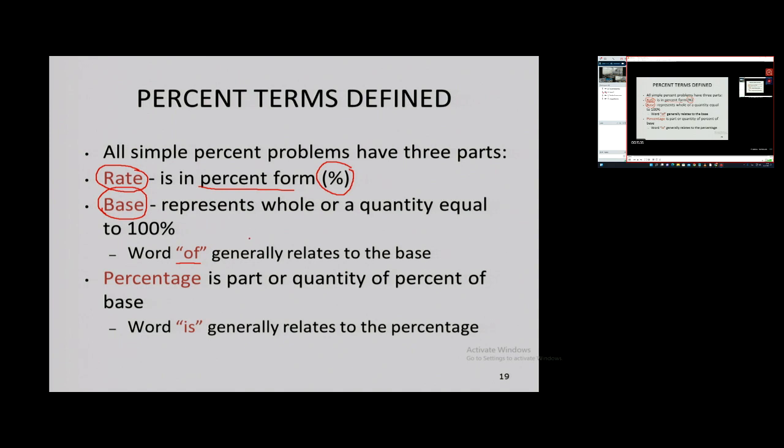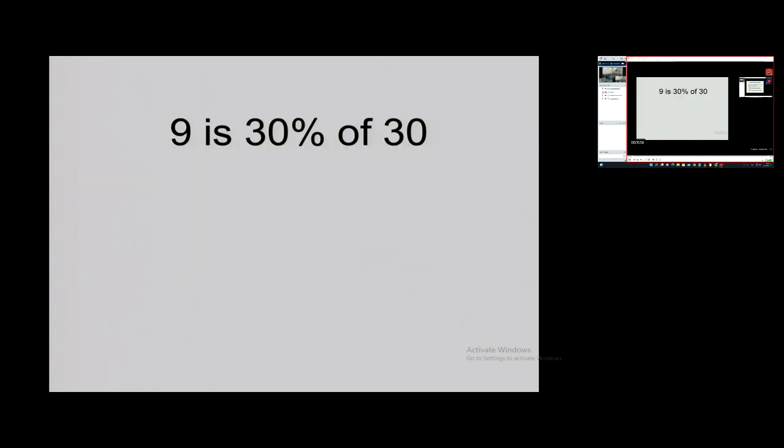Okay? I'm going to give you an example. Now, percentage is the remaining value, the part of the base. It is the part or quantity of the percent of the base. Normally, it is on or before the word is. Now, for you to be able to know what it is, I'll give you an example. Let us have this example. We have 9 is 30% of 30. Again, 9 is 30% of 30.